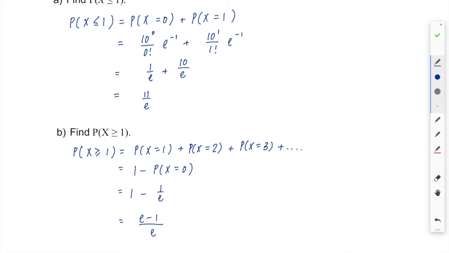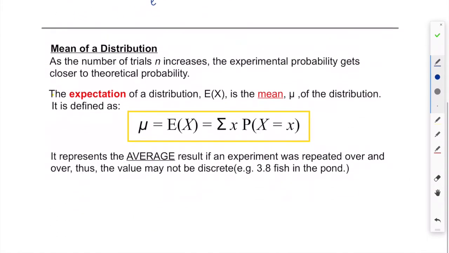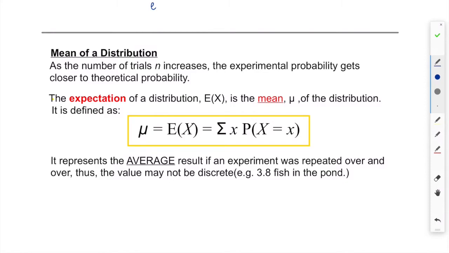So one important aspect of a probability distribution, of course, is to find the mean, right? The expectation. So when I carry out this experiment, what am I most likely to get? Or how often am I going to expect to get a certain outcome? And we know that as the number of trials increases in these kinds of experiments, the experimental probability will get closer and closer, or converge, to theoretical probability.